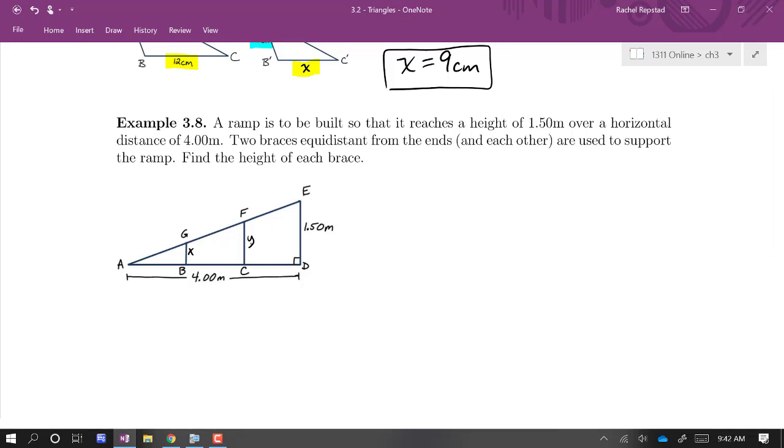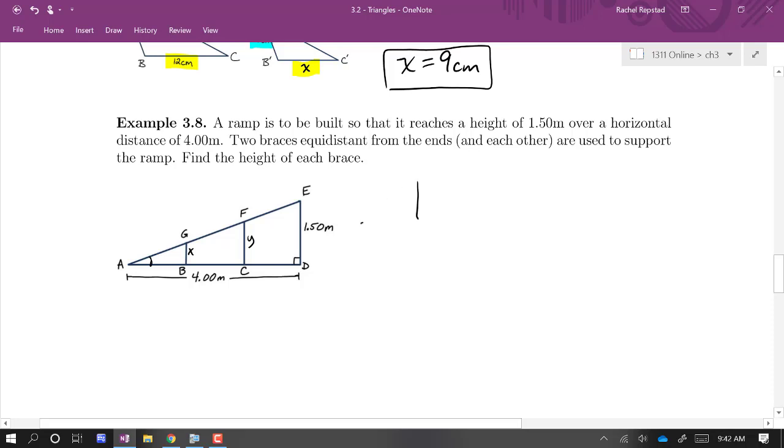And we want to find each of those lengths. So look, we really have 3 triangles here. And they're all nested, right? They all share that angle A. So I'm going to just draw these 3 triangles out separately.